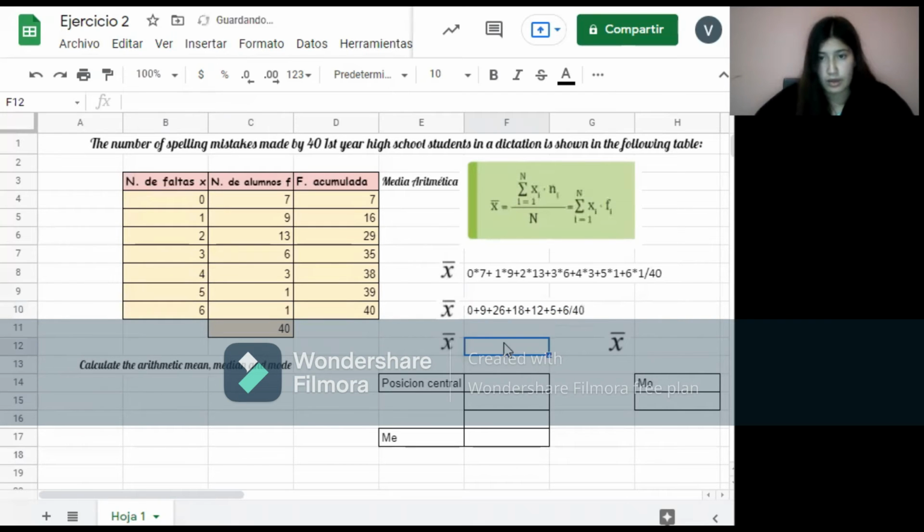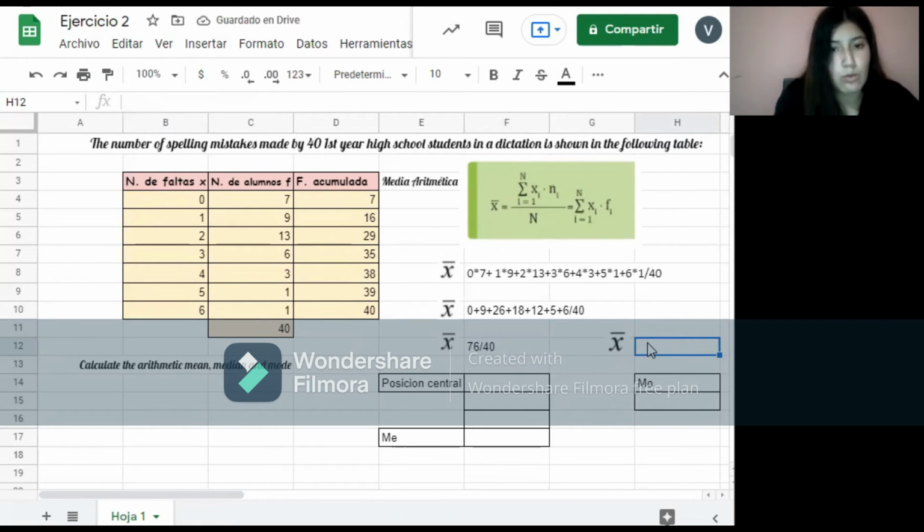Okay, and then of the additions we have 76 over 40. We simplify and we have 1.9. Okay, it is the arithmetic mean.